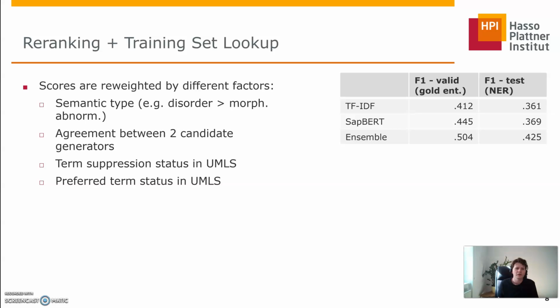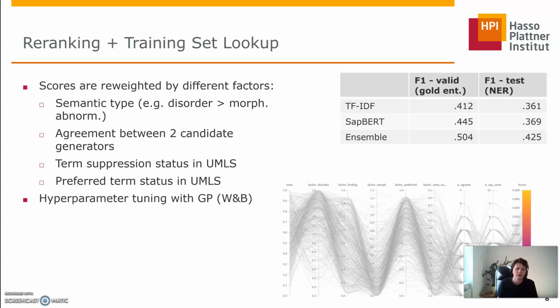So we implemented a reweighting of the scores by different factors, for example, the semantic type. If we look at the data, we notice that, for example, the semantic type disorder is much more common than morphologic abnormality. We also want to score concepts up where the two candidate generators agree. We might want to score them down if the terms are suppressed in the UMLS, or we might want to score them up if the term is the preferred term for a concept in the UMLS. These different rescorings and reweightings require parameters, and these are tuned on the training data with a Gaussian process.